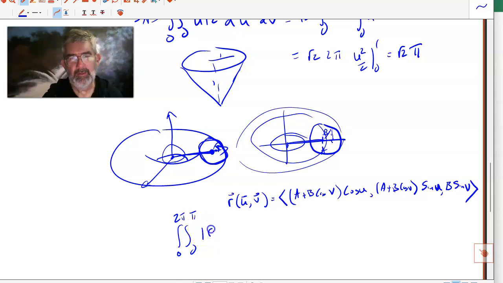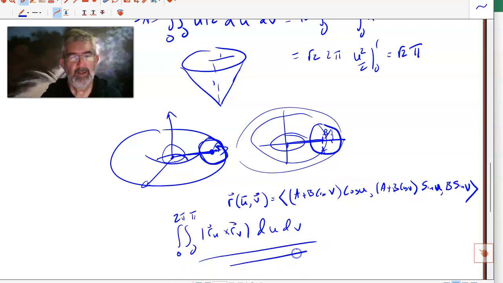Calculate the integral of the length of RU crossed with RV, du dv or dv du, either way, to calculate the surface area. See what you get. It's a pretty interesting result. Enjoy.